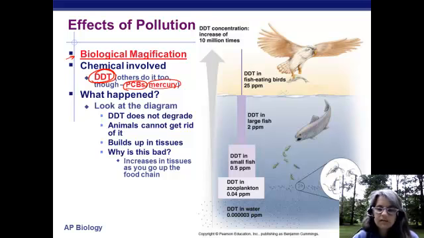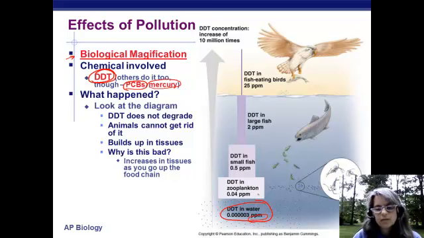So let's look at the example of DDT. DDT is sprayed in the environment and kills mosquitoes, yay. But it also gets run off into the water supply. And if you look, the concentration initially in the water seems very small, 0.0003 parts per million, very small.